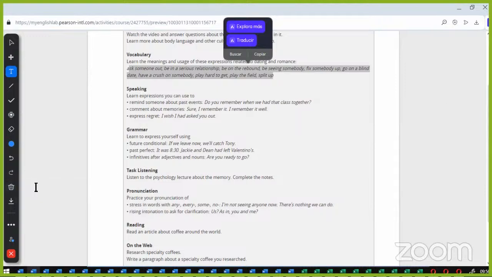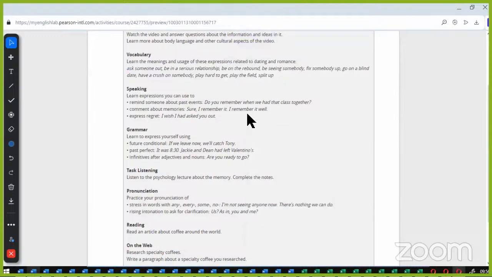Yes, and the other one was play the field. That's when you have multiple dates. You hold an interest in various people in order to be emotionally or romantically involved. Okay, so that's the meaning of play the field. Okay, teacher. Perfect.